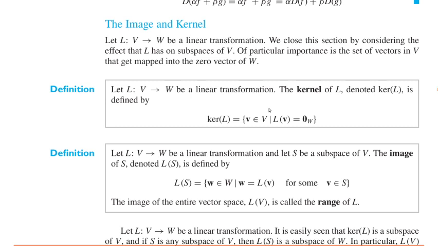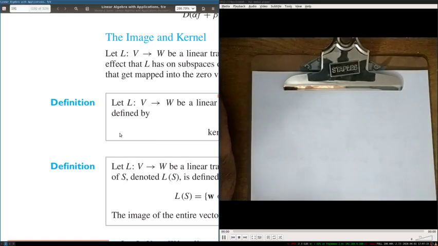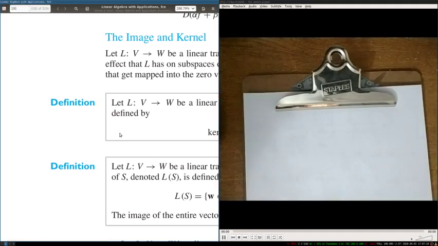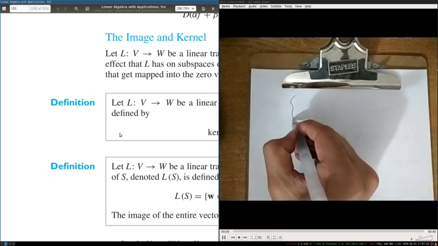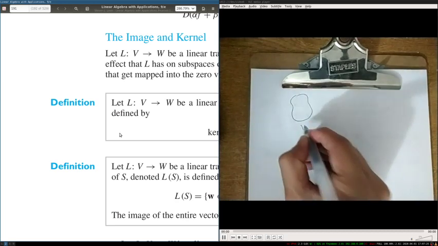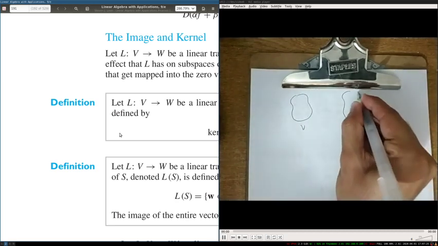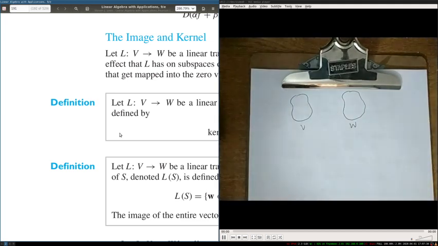So the next idea is that of an image and a kernel. What does an image and kernel mean? Let's go back to the idea of vector spaces. So we had the vector space V and we had the vector space W. We have two important subspaces to look at as far as linear transformations is concerned.